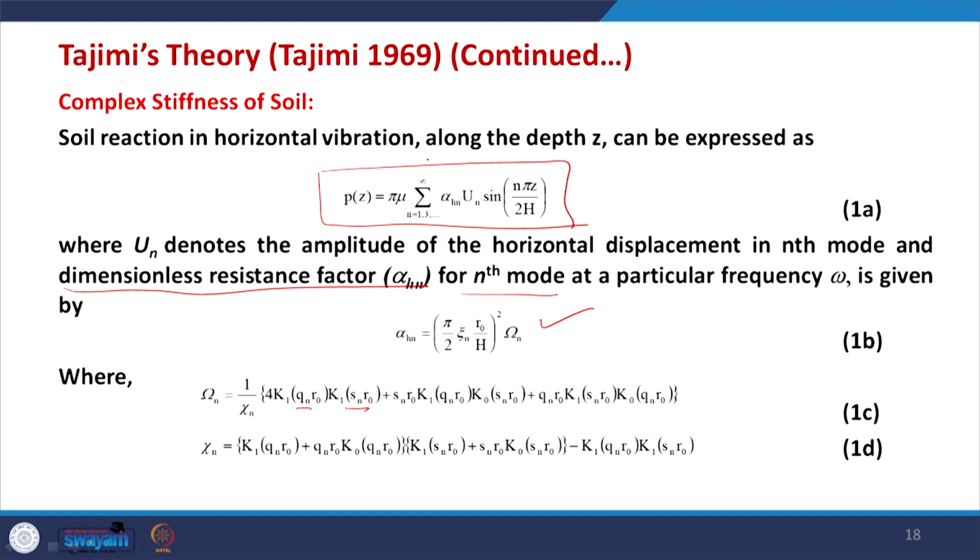Actually, what happens is that in equation number 1a you will get two parts: one is the real part, another is the imaginary part. Because both real and imaginary parts are there, it is called the complex soil stiffness. This was only considering the soil; there is no pile.